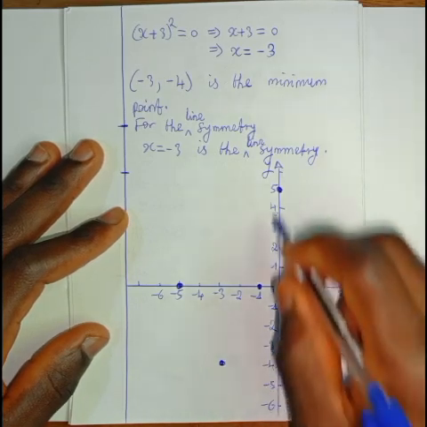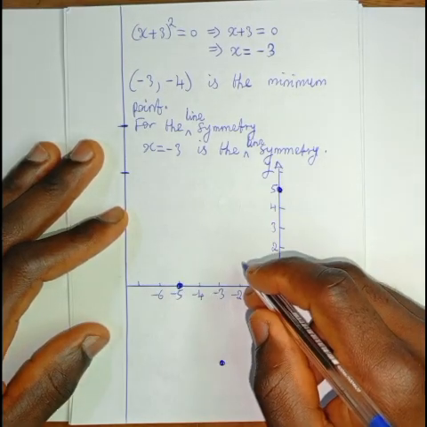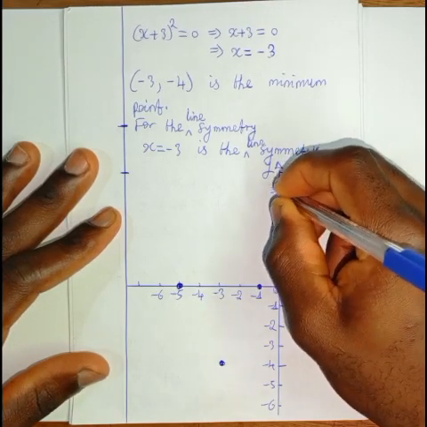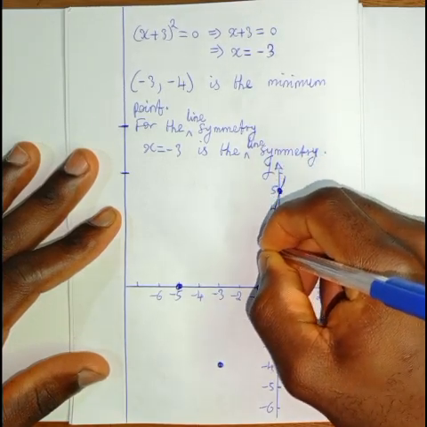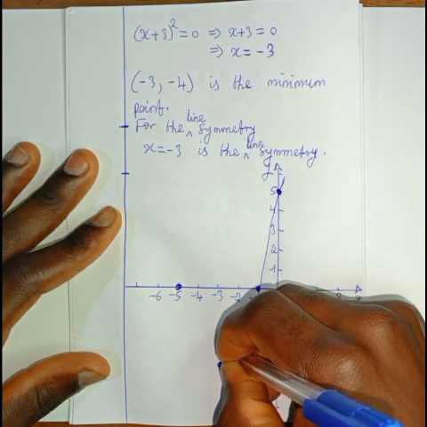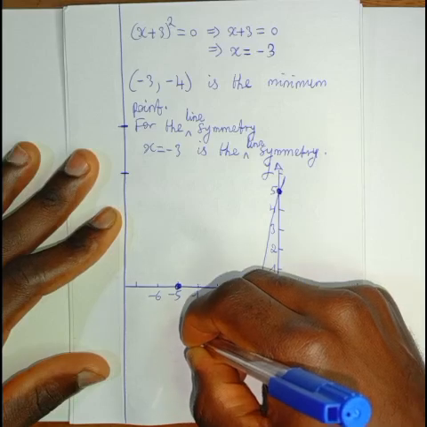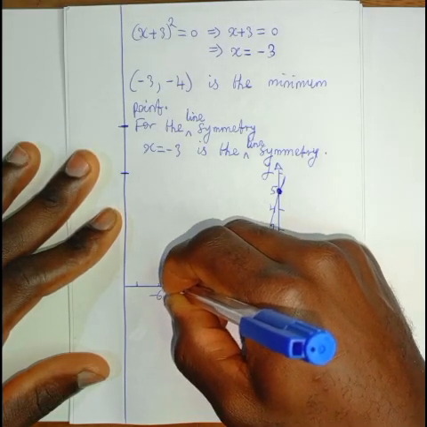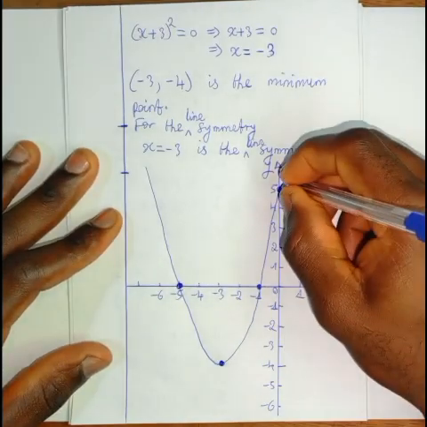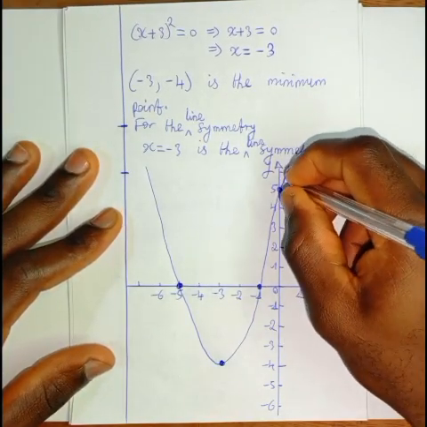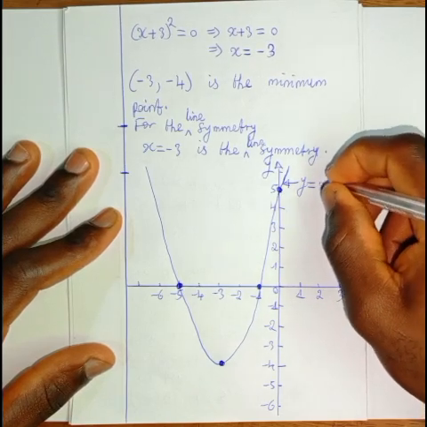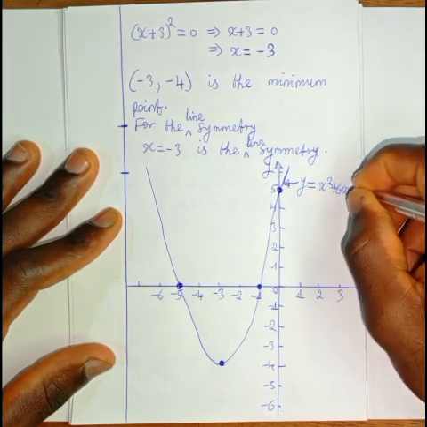Next thing now, we have to connect these 4 points. The smooth curve, the curve goes as such. Connect them, goes down, goes up, continuous. Label this. This is the curve of y equal to x squared plus 6x plus 5.